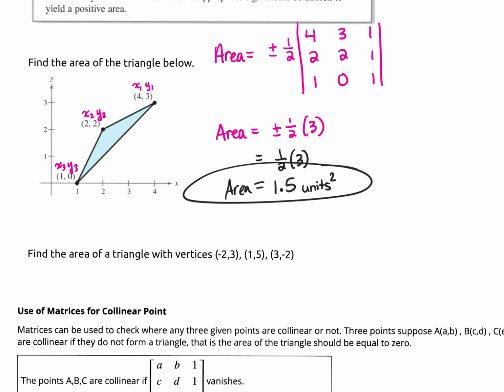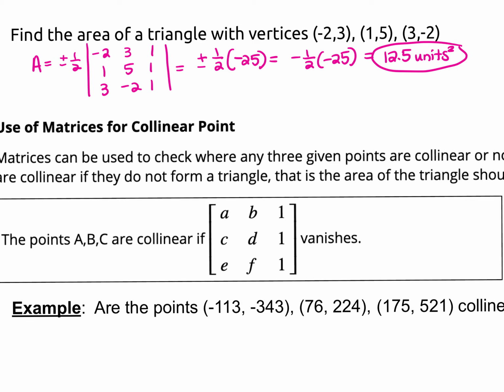Why don't you try the one below here? Now I'm just giving you the 3 ordered pairs. So go ahead and pause the video, try this one, come back and check your answer when you're finished. All right, take a second, look over what I have written down. You'll notice that this time my determinant ended up being negative. So because I need to get a positive value for my area, I'm going to multiply by -1/2.